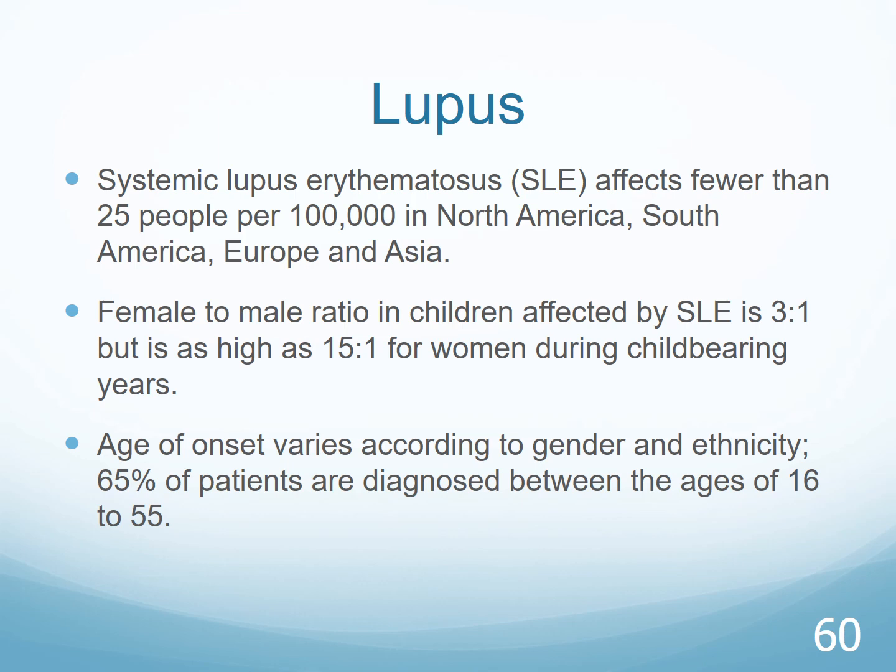So lupus, systemic lupus erythematosus, SLE, affects fewer than 25 people per 100,000. So not very common. The female to male ratio in children affected by SLE is 3 to 1, but it is as high as 15 to 1 during childbearing years. So the age of onset varies according to gender and ethnicity. 65% of patients are diagnosed between the ages of 16 to 55. So again, here we are in those teenage years. We're beginning in those teenage years, age 16, going through age 55.